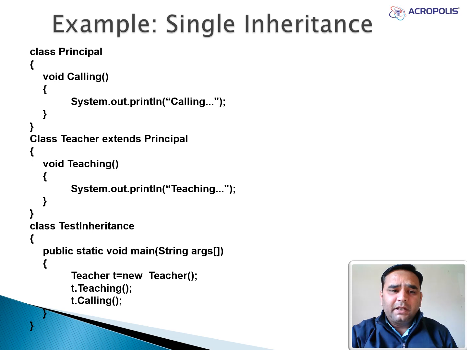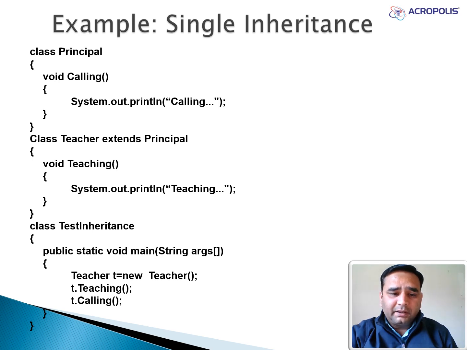Single inheritance. Here we have a class called principal, and this principal class has a method called calling, with a print statement that prints calling. Now, this principal class is extended in the teacher class. The teacher class has a method called teaching, and this teaching method also has a print statement that prints teaching.